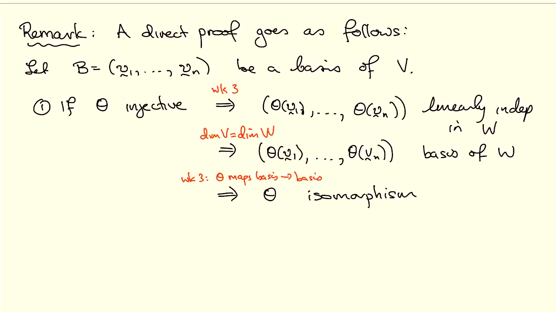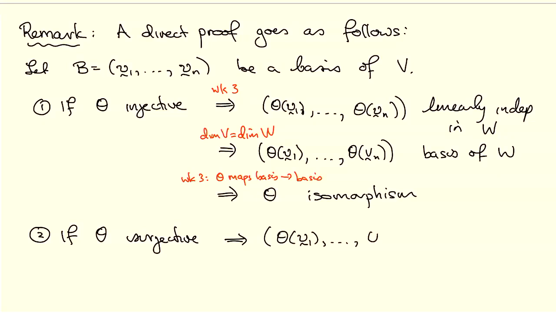And similarly, if theta is surjective, then it maps our basis to a spanning set, not necessarily linearly independent at this stage. That's again week 3. But now it's a spanning set of the right size.